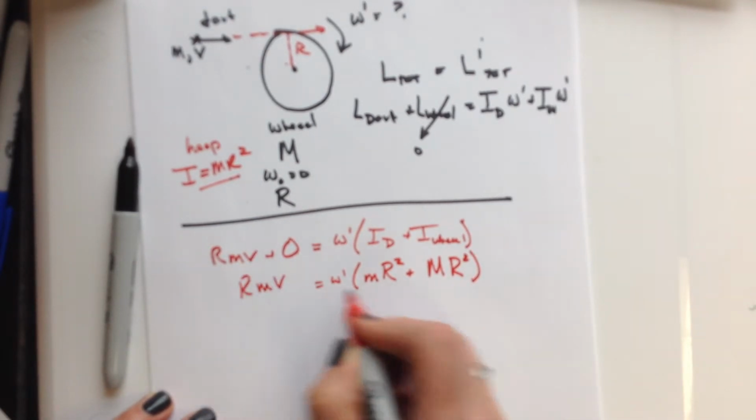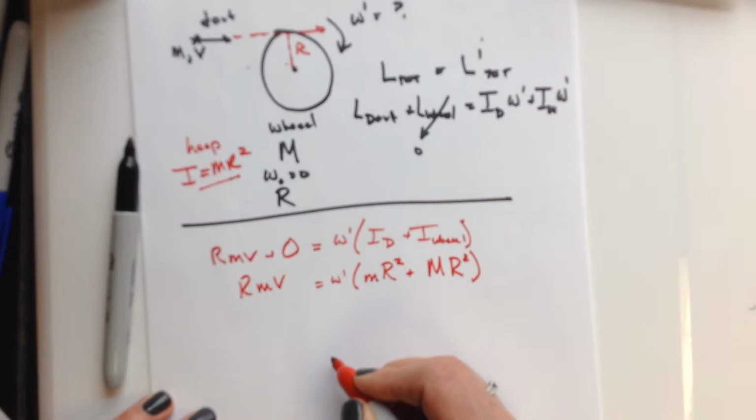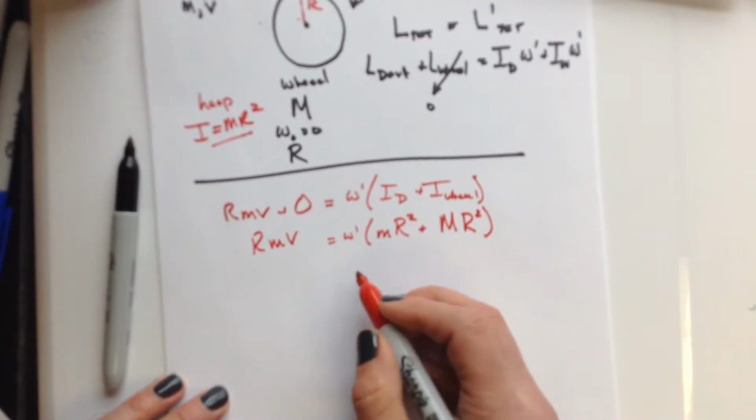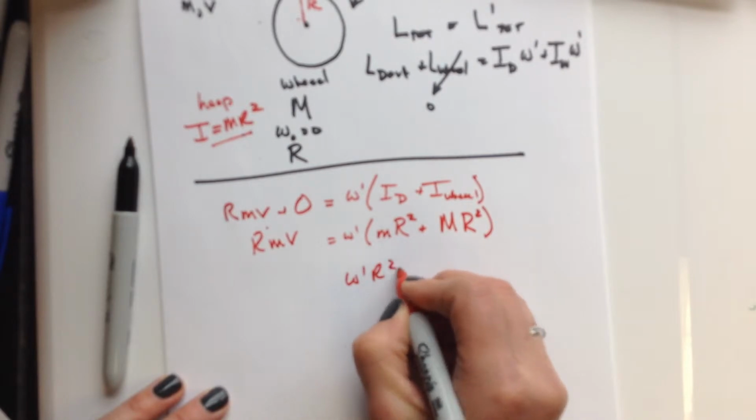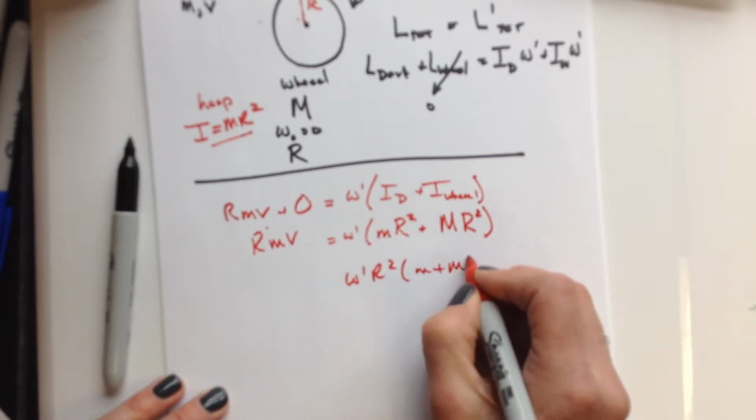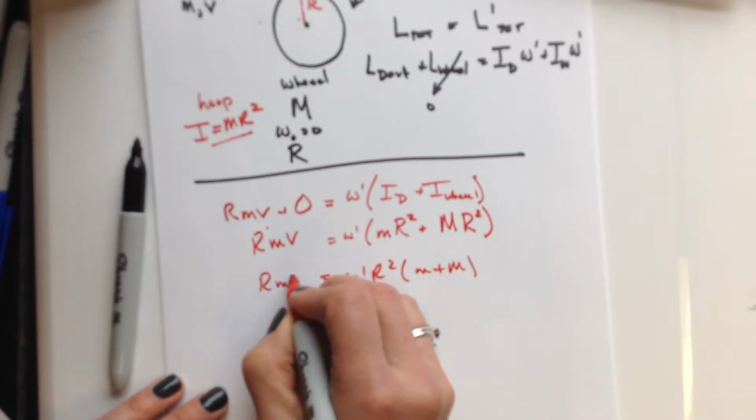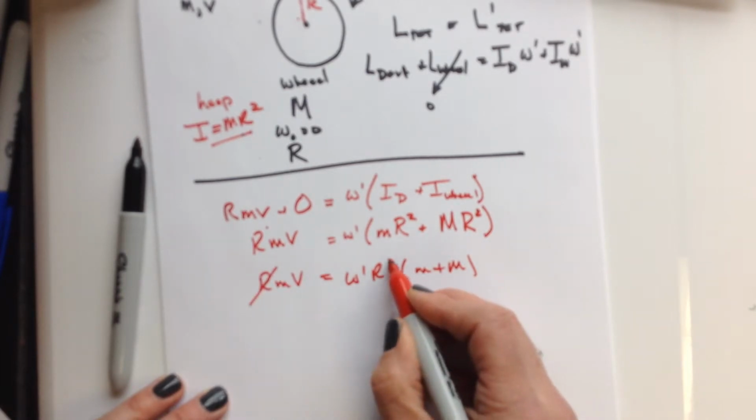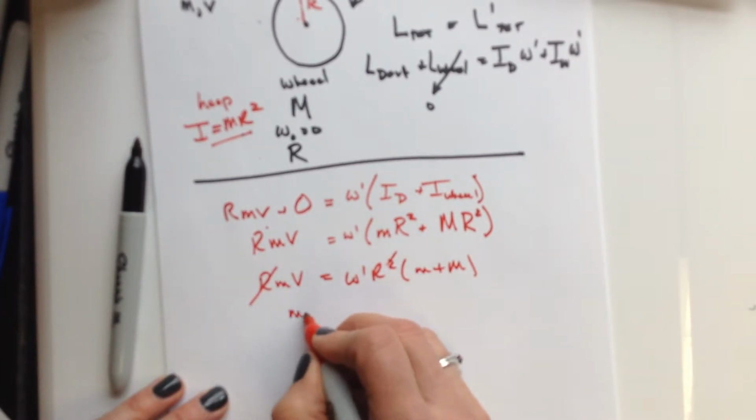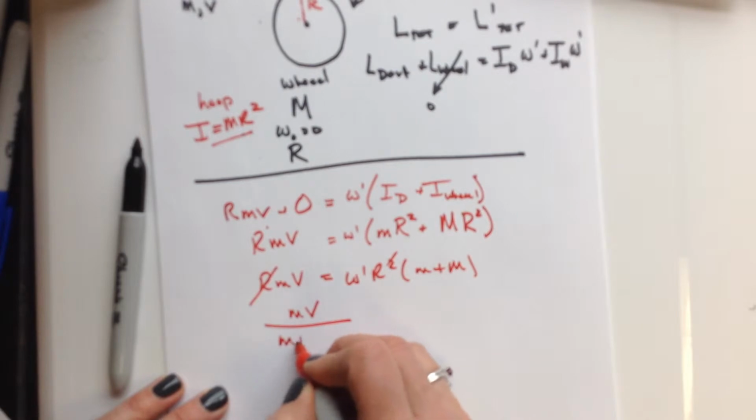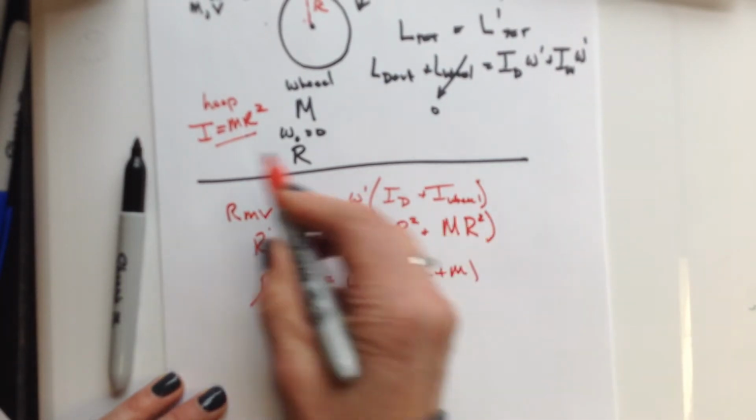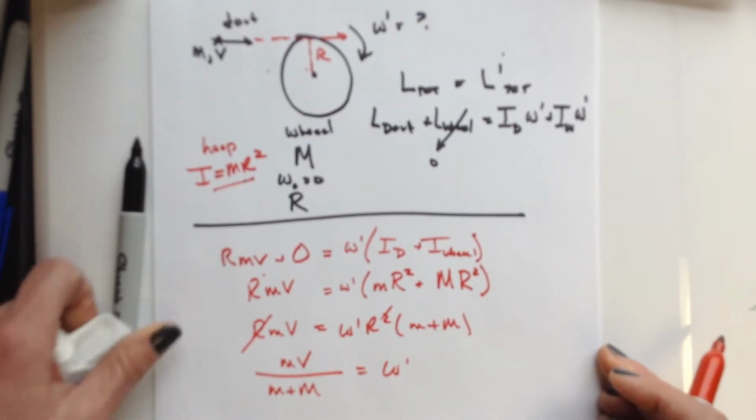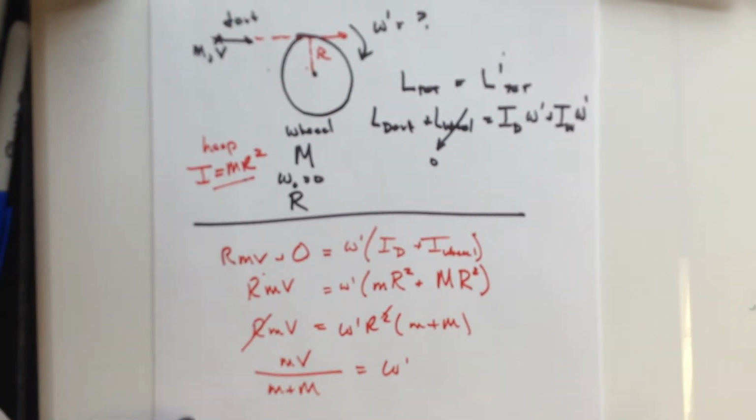So you can see a few things could cancel. You could probably factor out an r here and cancel that out. So we can cancel omega prime r squared m plus m, just to kind of simplify things a little bit. One of the r's will cancel with one of those, and I get m times v over m plus big M is equal to omega prime. So this is how we could solve through just kind of a collision or collide and stick type problem.